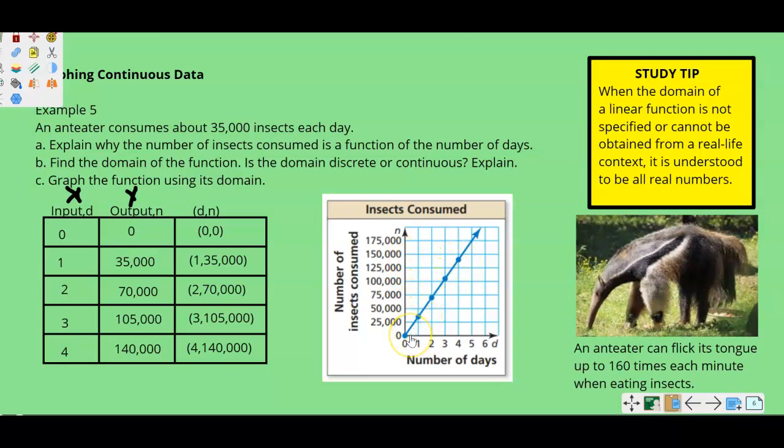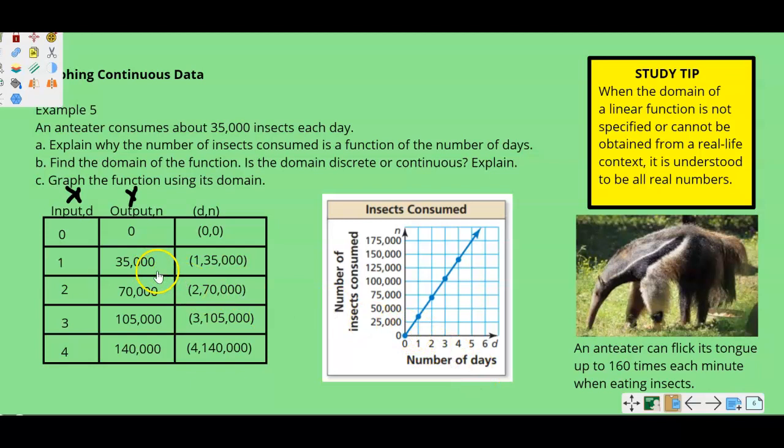So this is continuous because you can assume that the anteater is going to eat ants all day long. If you had half a day, you could figure it would eat about half this many insects.